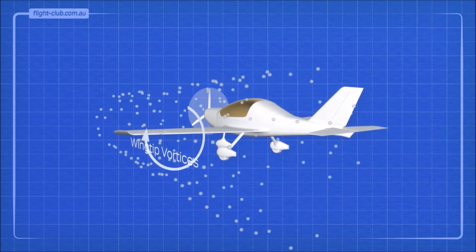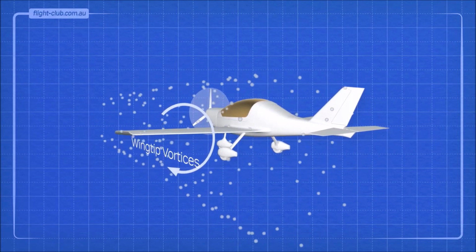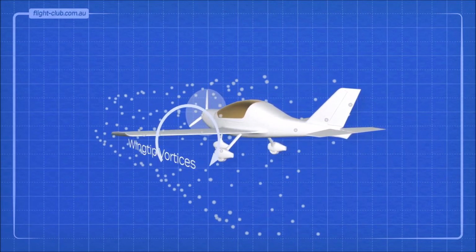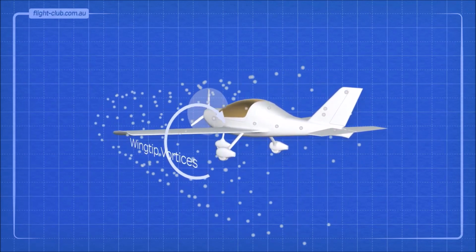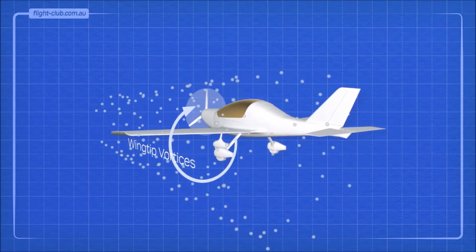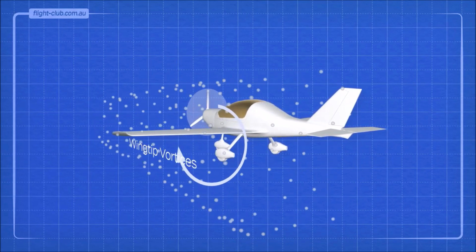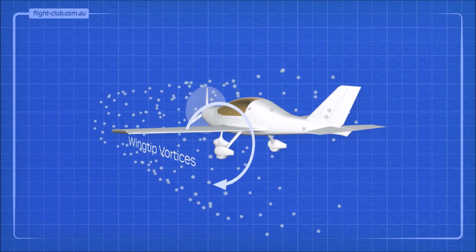These vortices require extra energy to generate, and this is bad for the aeroplane's efficiency. These vortices also contribute to drag, and here is how it works.